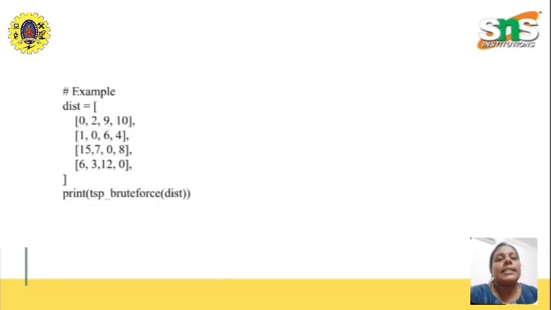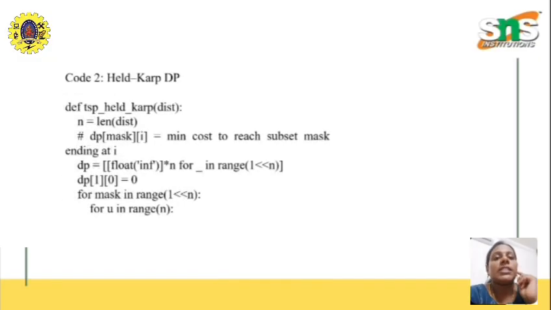So this is the example, distance 0, 2, 9, 10, 1, 0, 6, 4. This is the cost of that route that can be connected from one node to another node. So this is the example.